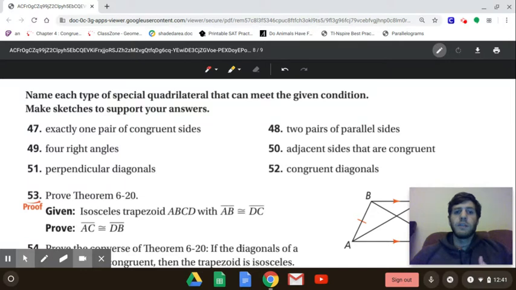We know that kites have two pairs of consecutive sides that are congruent. So we know it's not a kite. And then what's left is trapezoids. We know if the trapezoid is an isosceles trapezoid, it is then going to have one pair. So our only answer here is going to be isosceles trapezoid. Right, and then it tells us make sketches to support our answer.